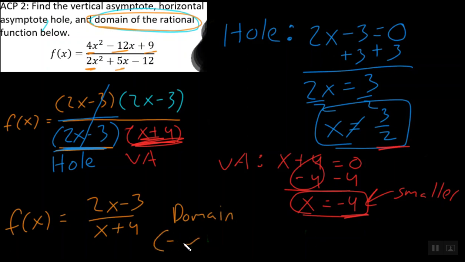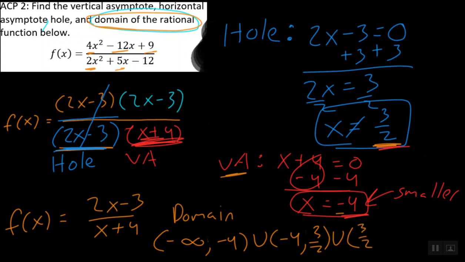Remember, this graph will always go towards negative infinity, and we hit our first smaller number. We hit the vertical asymptote first, at negative 4, and at this point our graph breaks. Our graph picks back up on the other side of negative 4, and goes from negative 4 all the way to positive 3 over 2, and then our graph breaks again. Then our graph picks back up at 3 over 2 all the way to positive infinity, and there is our domain. Our domain is from negative infinity to negative 4, union negative 4 to 3 over 2, union 3 over 2 to positive infinity.